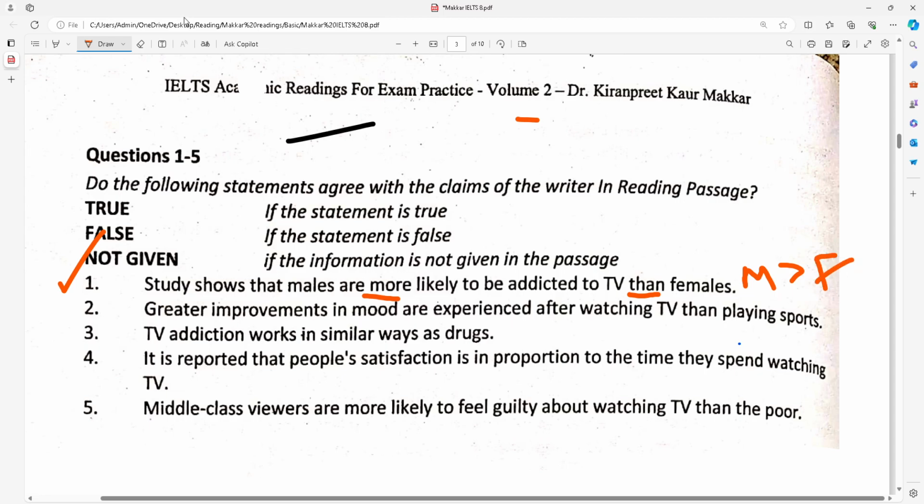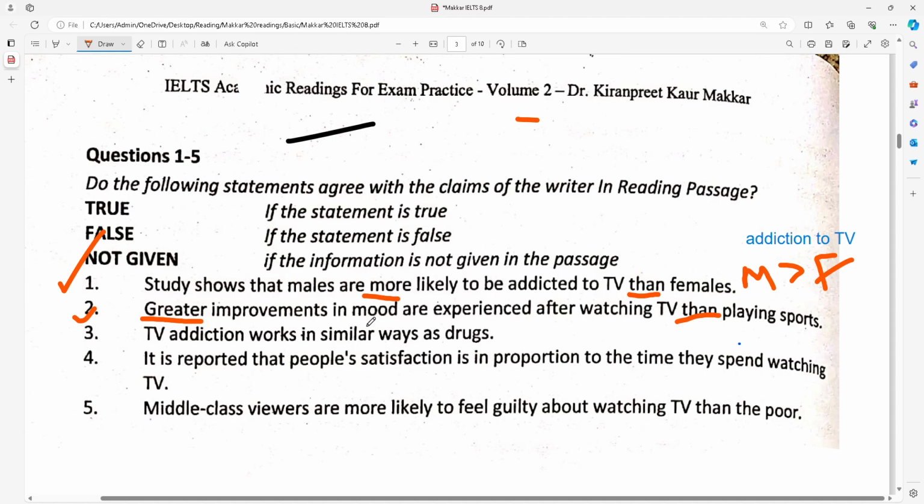Let's see. What is the parameter of comparison? The parameter is addiction. TV. So they're saying males are more addicted to TV. We just have to check this comparison. Let's see next. It says greater improvements in mood are experienced after watching TV than playing sports. That means there is again, if we look closely, a comparison.